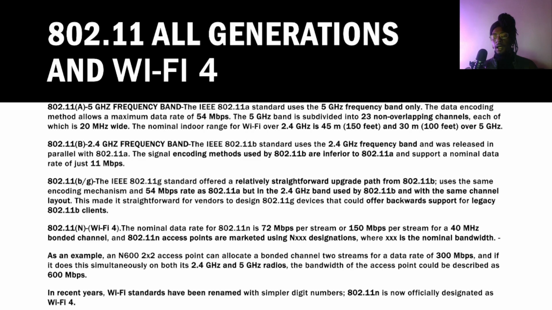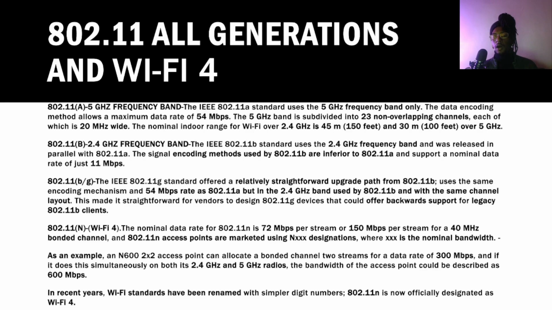802.11b/g. The 802.11g standard offers a relatively straightforward upgrade path from 802.11b. It uses the same encoding mechanism and 54 megabits per second rate as 802.11a, but in the 2.4 GHz band used by 802.11b and with the same channel layout. This made it straightforward for vendors to design 802.11g devices that could offer backward support for legacy 802.11b clients.